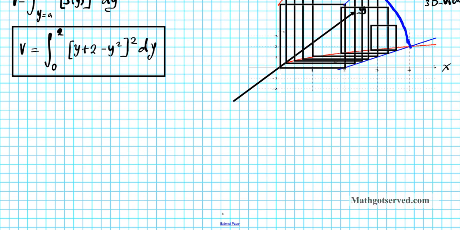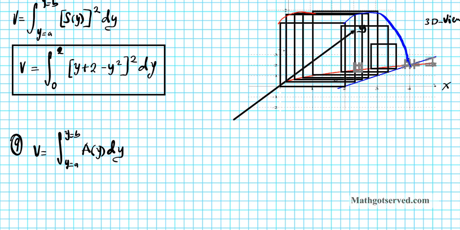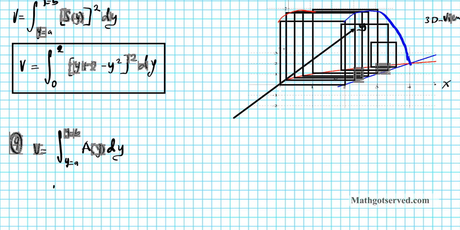So since we're using the same formula, let's write it down again. For number 9, since the cross-sectional region is perpendicular to the y-axis, the volume is going to be the integral from y equals a to y equals b of the area as a function of y dy. Just like we did before. But now let's figure out what the area of the rectangle is going to be.